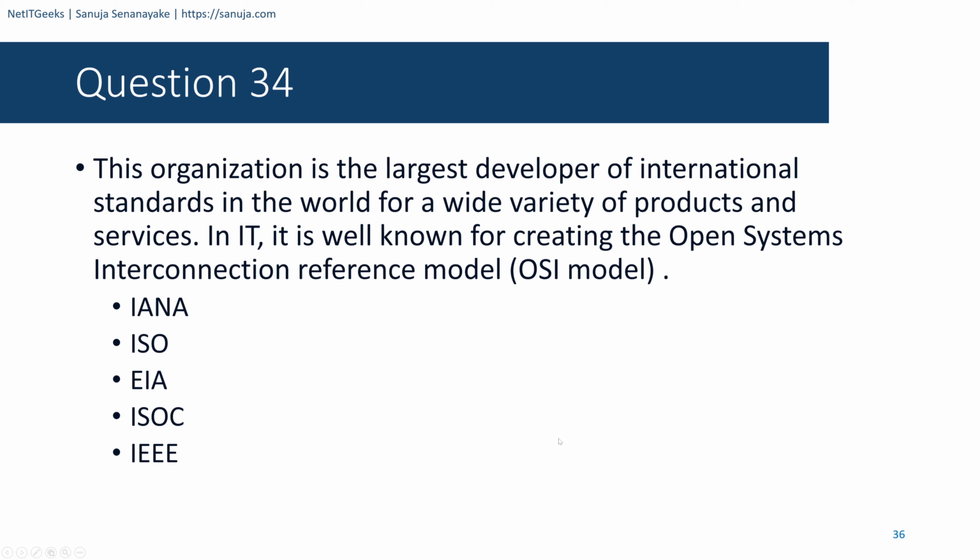Again, this is one of those questions in Cisco where they don't describe what INA is, don't describe what IEEE is. You just have to know by the abbreviation because you are a networking student and you are being exposed to these terms. So INA stands for Internet Assigned Numbers Authority. ISO stands for International Organization for Standardization. EIA stands for Energy Information Administration, as far as I can find. And ISOC is the Internet Society, and the IEEE is the Institute of Electrical and Electronics Engineers.